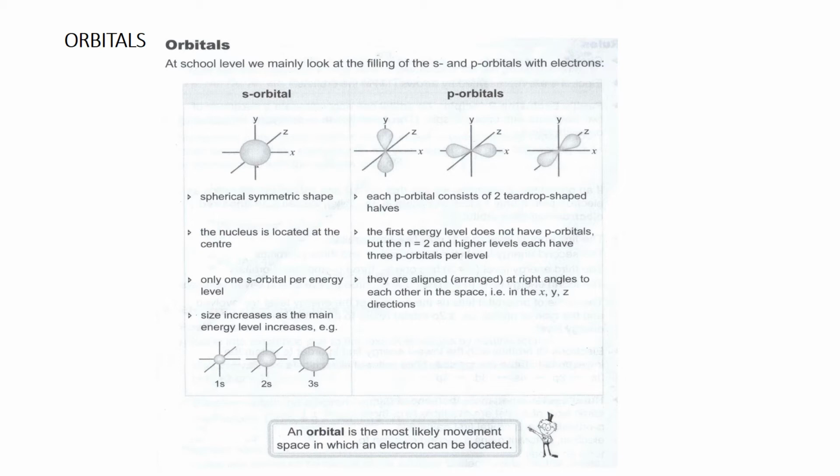The p orbitals. Each p orbital consists of 2 teardrop-shaped halves, as you can see on the 3 diagrams above. The first energy level doesn't have any p orbitals, so we have p orbitals starting from the second energy level upwards. These levels each have 3 p orbitals per level. That is why you see the 3 shapes where the p orbitals are aligned at right angles to each other in space in the x, y, z directions, as you can see in the 3 diagrams above. So the first one shows the p orbital in the y direction, the second one shows the p orbital in the x direction, the third one shows the p orbital in the z direction.